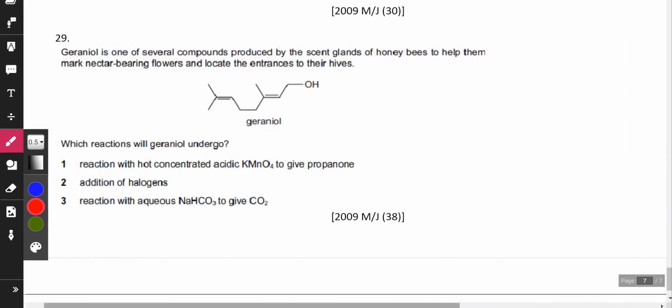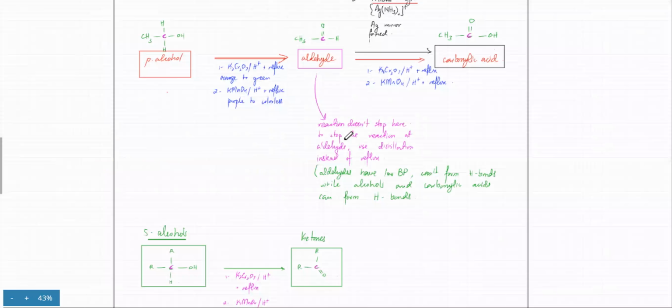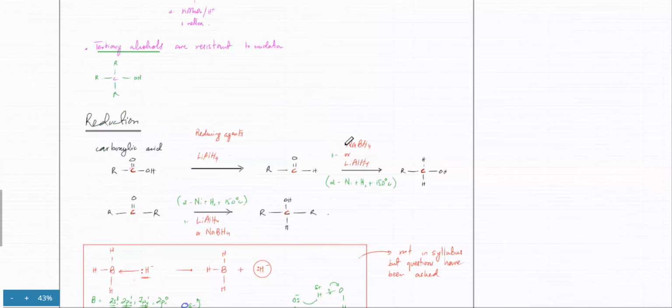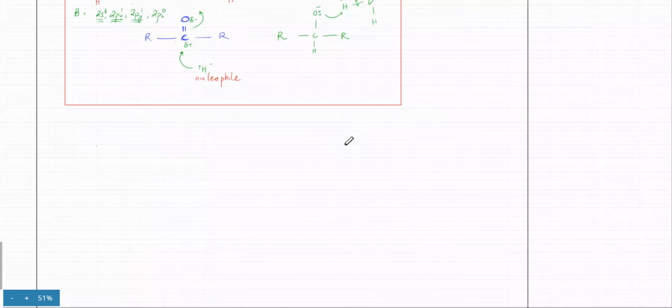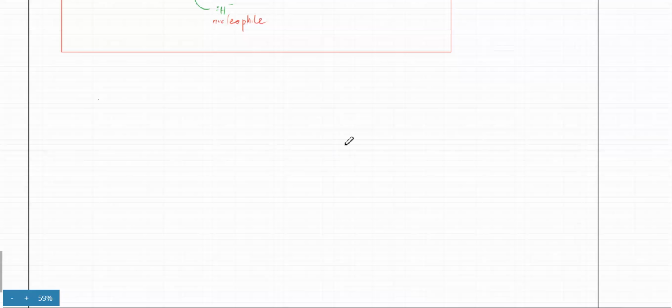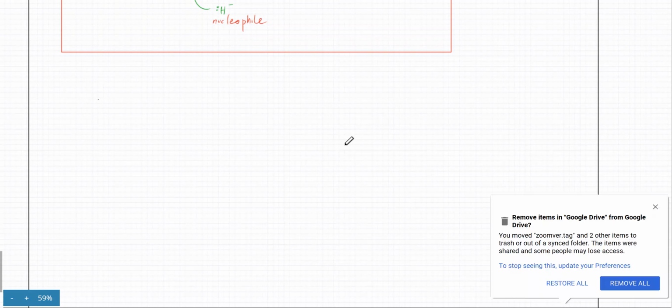So let's start with all the other reactions. We've done some questions on oxidation and reduction. What's remaining for alcohols is that alcohols are kind of acidic. So let's talk about alcohols being acidic.